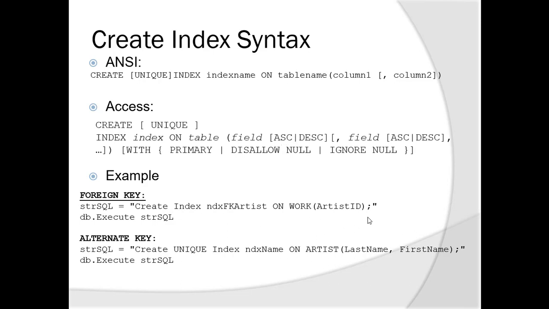Here's some examples of SQL I created for our work and artist table. I created an index because it's a foreign key on the work table, artist ID. Now you get to make this name up, and you can use this name later when you want to drop an index, which we'll get to in a minute. But the work table, artist ID, I indexed it so it could have faster joins between artist and work. If you recall, last name, first name in artist was an alternate key. So here we have a composite index of two fields.